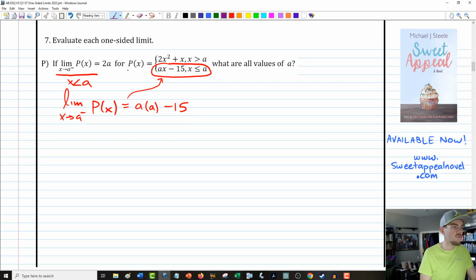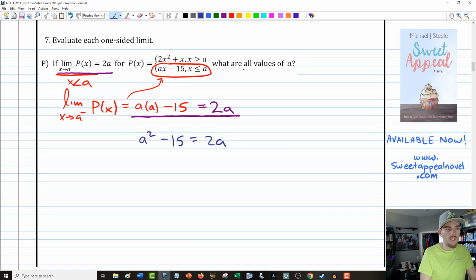Last but not least, it also tells us in the problem that this limit we're investigating is equal to 2a. That means this entire expression is equal to 2a. And what we've just done is created an equation in just one variable, a. Everything in here has the same variable. It means we should be able to solve it, give or take an incorrect degree or something. So in here I'm going to simplify it a little bit more. A times a is a squared, minus 15 equals 2a.